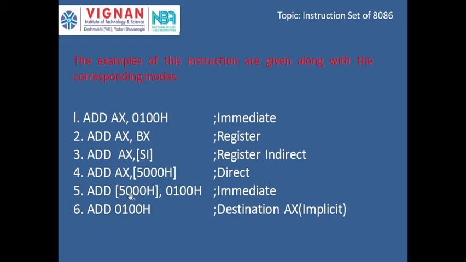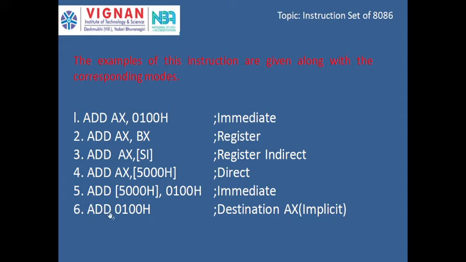ADD [5000H], 010. This immediate data will be added to the content of this memory location. But we cannot write ADD [5000H], [1000H], because both operands cannot be memory locations. Generally, here we use only one operand, ADD 0100H. Only one operand is specified, so this type of instruction is called implicit. The other operand is AX itself. If you do not specify the destination operand, we have to assume it as AX.